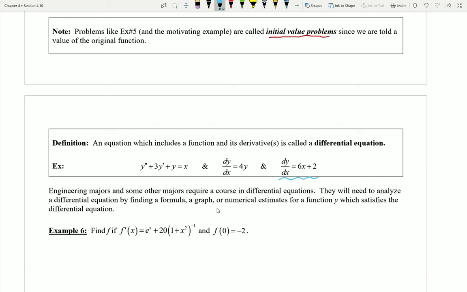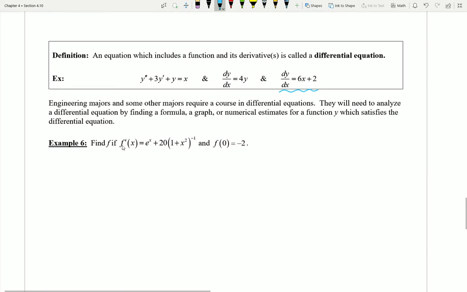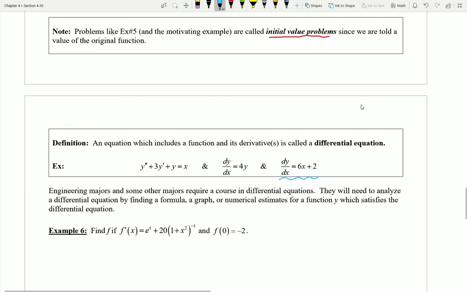So when we take a look at something like example 6, and we're asked, find a function f, if it's the case that the derivative of f is equal to this, and f of 0 is equal to -2, I know that I'm given here ultimately what we would consider a differential equation, although it's also what we would consider an initial value problem, since again I was given some initial value of the function.